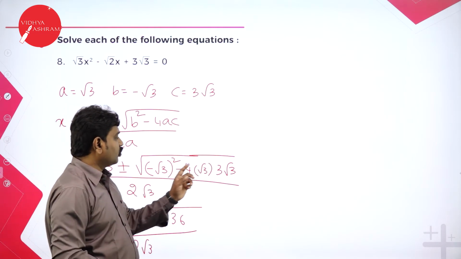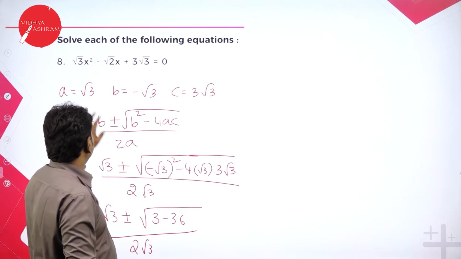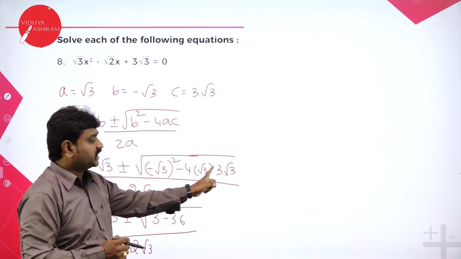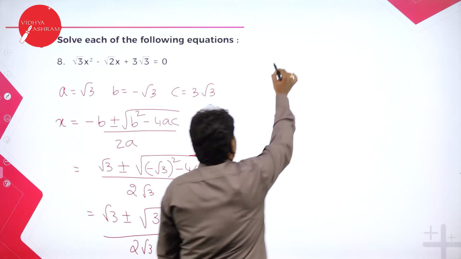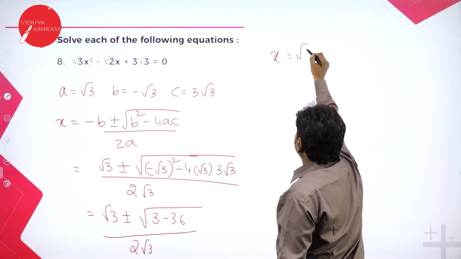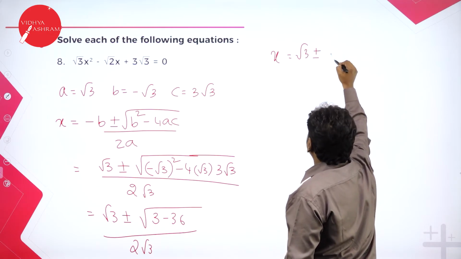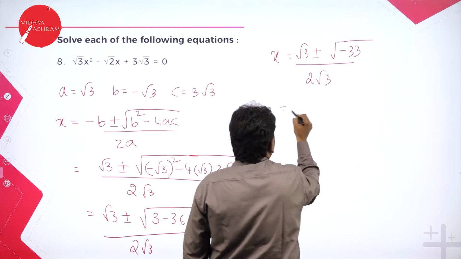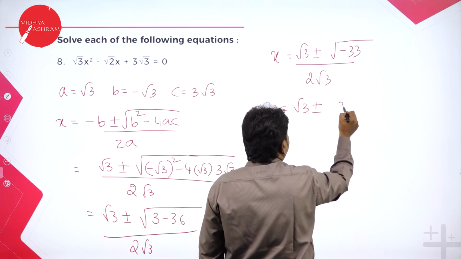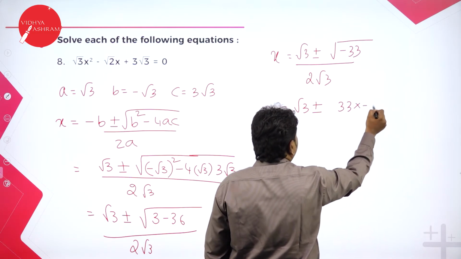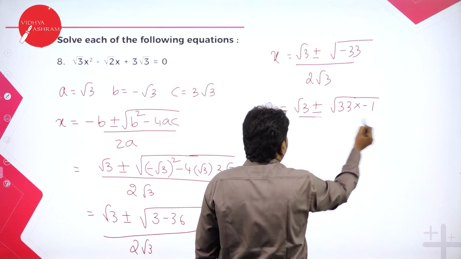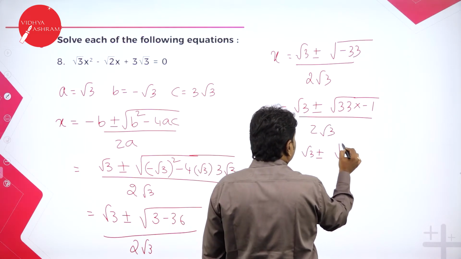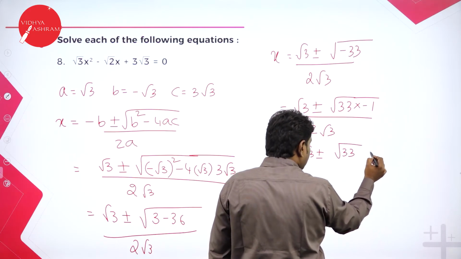Here 4ac: a is root 3, c is 3 root 3. So root 3 into root 3 is 3. 3 3s are 9. 9 4s are 36. So now x is equal to root 3 plus or minus root of 3 minus 36, which is minus 33, divided by 2 root 3. Split it. Can I write it as root 3 plus or minus root of 33 into minus 1? So it will become, over 2 root 3, root 3 plus or minus root 33 into i.